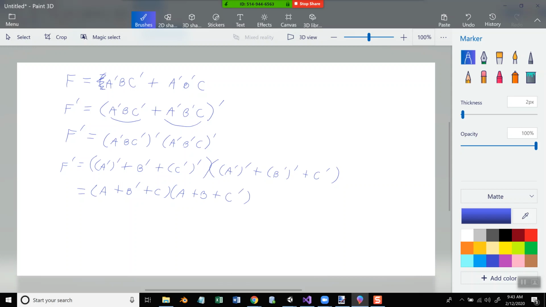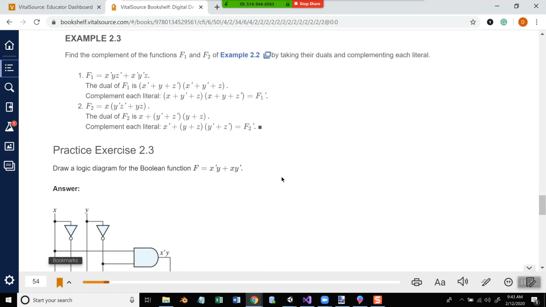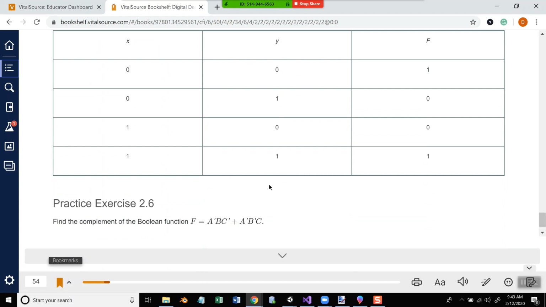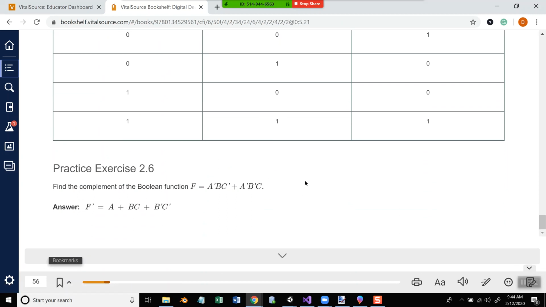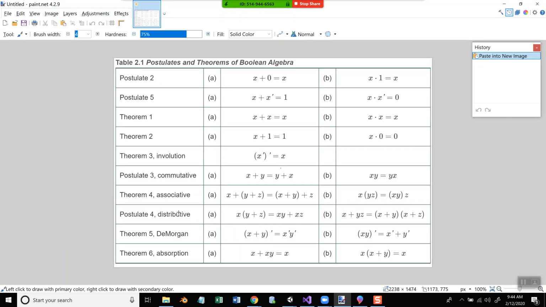Let's see if they take that and simplify it any further. Sometimes it's hard to figure out where they stop. Okay, a plus bc plus b prime c prime. Well, one thing I do notice is that we got two things multiplied together, and the first part's the same in both of them. I don't know if that'll help us or not, but here's a and here's a. So let's come over here. We're looking for two things multiplied together.